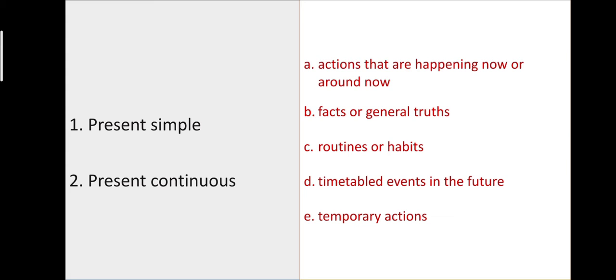Okay, so let's check our answers together. So first we have the present simple, which is used with facts or general truths, and it's also used to talk about routines or habits, and we use the present simple to talk about timetabled events in the future. Next we have the present continuous, which is used with actions that are happening now or around now, and it's also used with temporary actions.